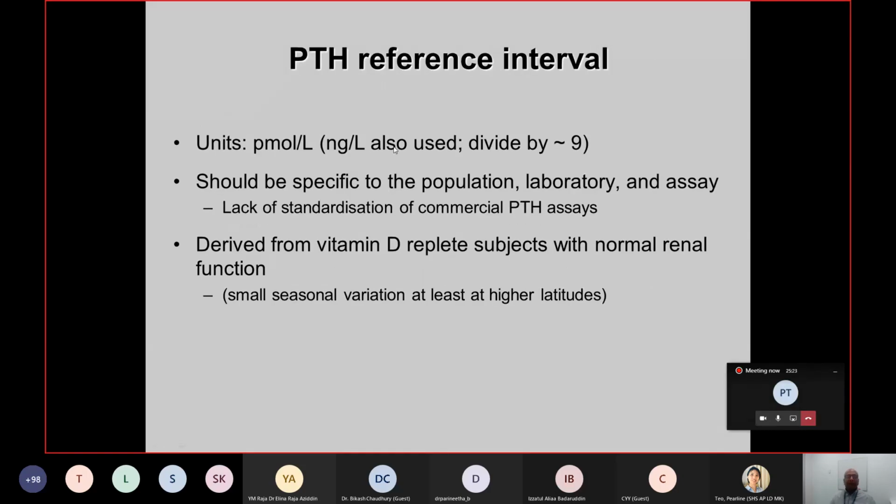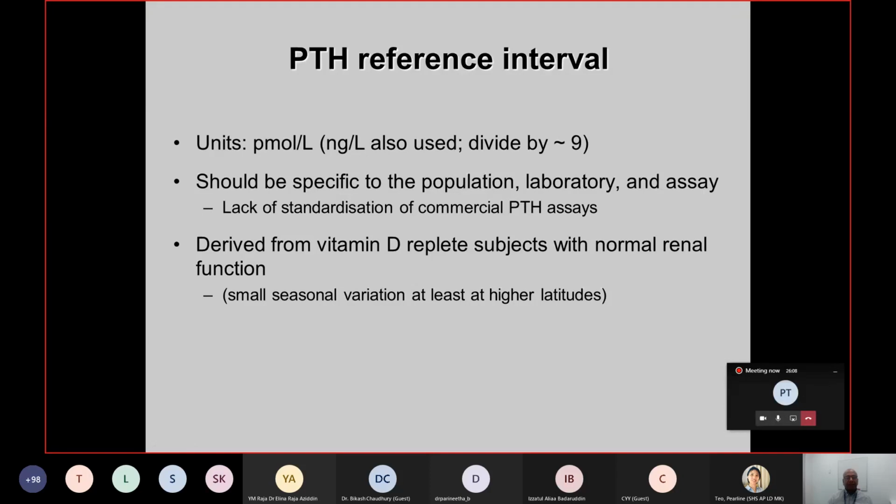I mentioned reference intervals. Reference intervals ideally should be established for each laboratory, for each population. Just a word about units. Most of the American journals refer to PTH in nanograms per liter, whereas most of the European journals refer to it in picomoles per liter, which is the SI unit that's preferred. And if you divide the nanograms per liter by roughly 9, you get the units in picomoles per liter.